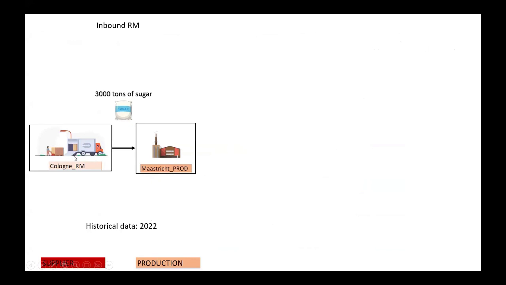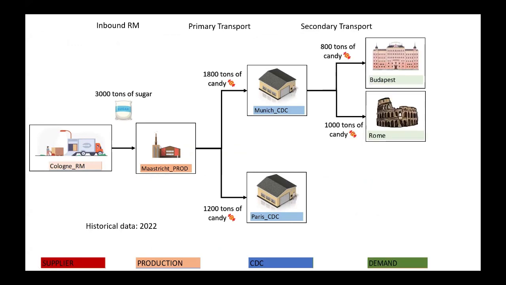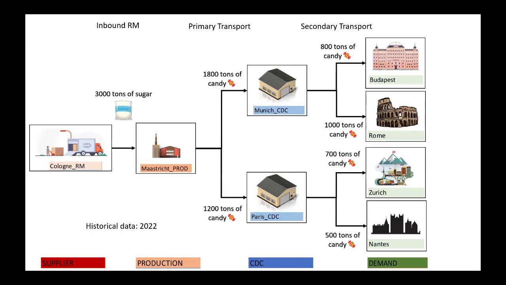Today, we will replicate this base case. It's a super simple example of a company that produces and sells candy. According to the data obtained in 2022, the company imported 3,000 tons of sugar from their supplier in Cologne to the production facility in Maastricht. Then they sent the finished products to the distribution centers, one in Munich and the other one in Paris. And finally, the products were shipped to the final customers in Budapest, Rome, Zurich, and Nantes.